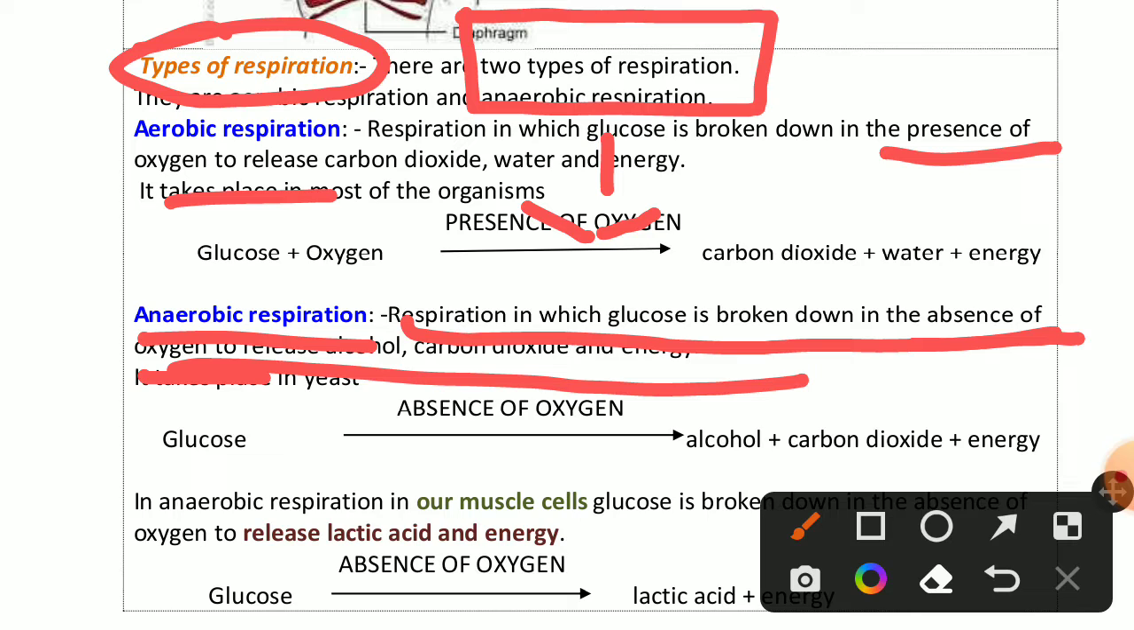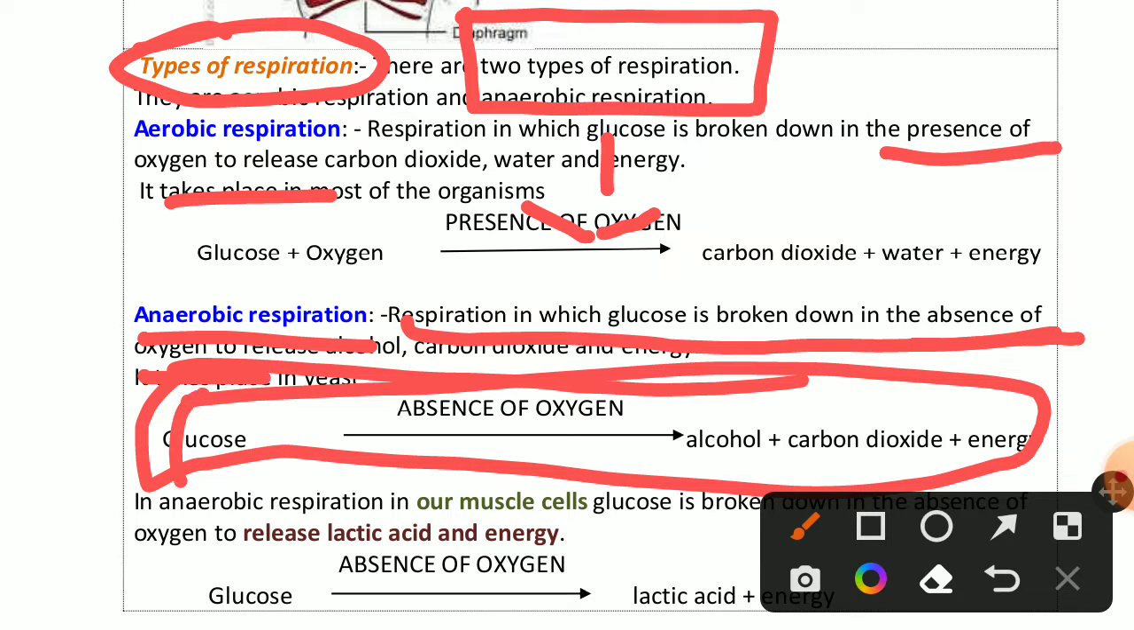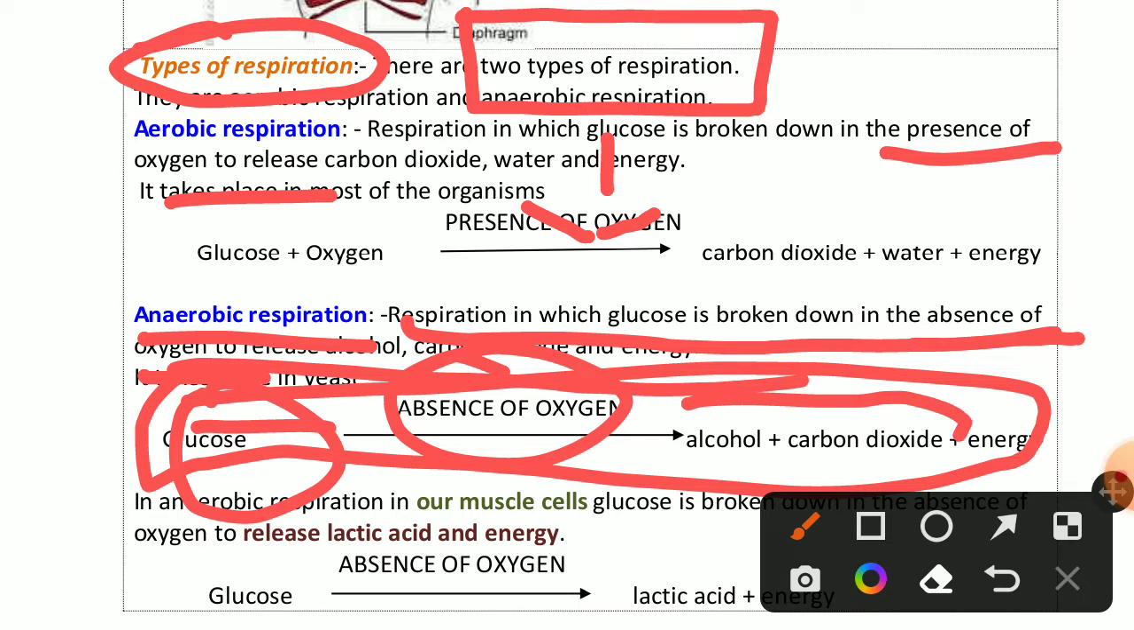This process is given in a formula. First, it takes glucose. Glucose means the food we eat, which is broken down into glucose, in the absence of oxygen, not presence. One more time: aerobic is presence of oxygen and anaerobic is absence of oxygen. The products in the absence of oxygen are alcohol, carbon dioxide and energy. First it releases alcohol, then carbon dioxide, and it gives energy.